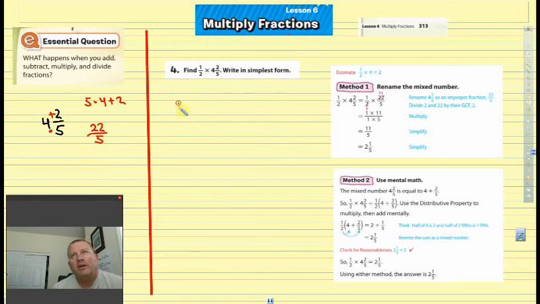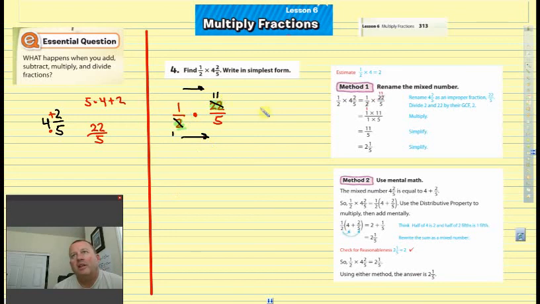So let's put it out there. I got 1/2 times my new improper fraction 22/5. It's the same as 4 2/5. And I look at this and I say, oh, look at that. What can go into 2 and 22? And if you're thinking 2, you're right. How many times does 2 go into 2? 1 time. How many times does 2 go into 22? 11 times. And then you just multiply straight across.